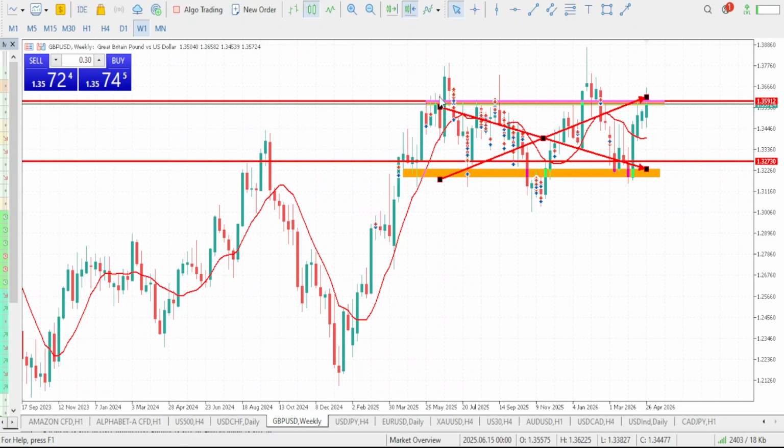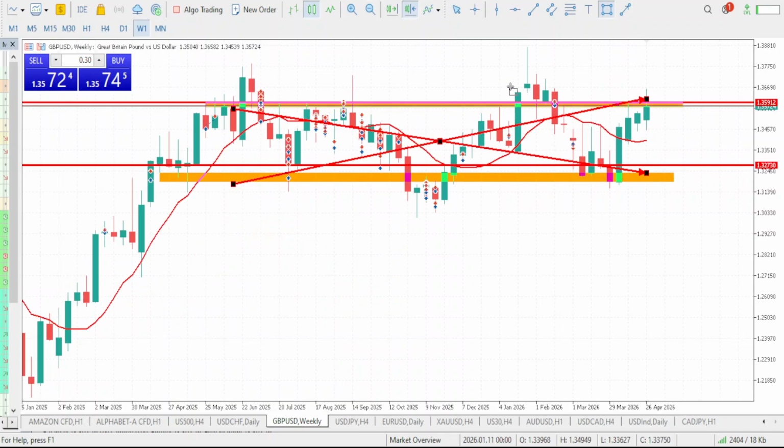So the market came to tap this resistance, then we had the rejection from the resistance and it tried to tap our support. The market eventually came to tap our support level, rejected, and came back to tap our resistance. Then it was rejected from the resistance again and dropped to tap our support. Again, it rejected from the support and came back to tap our resistance.